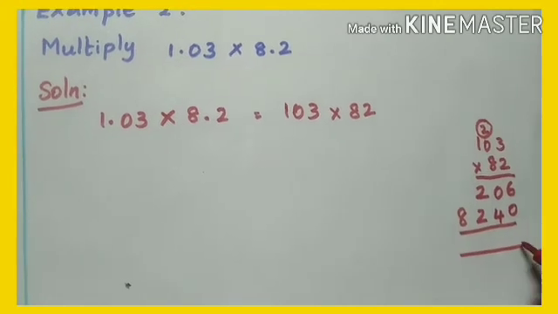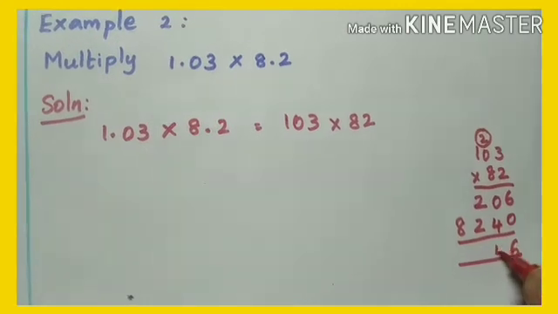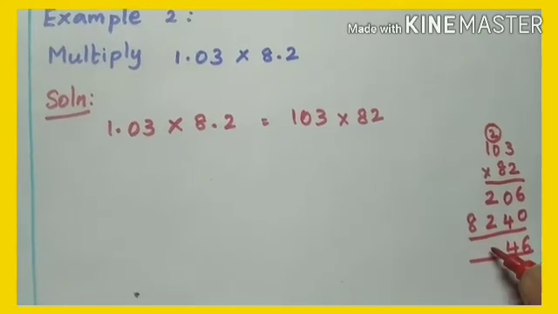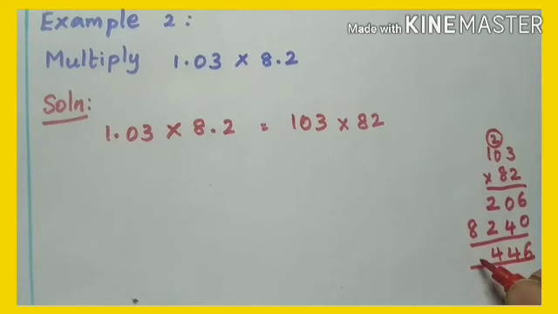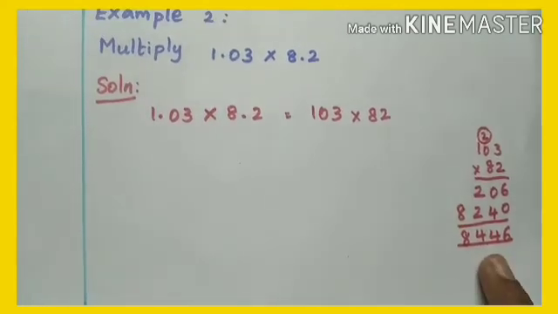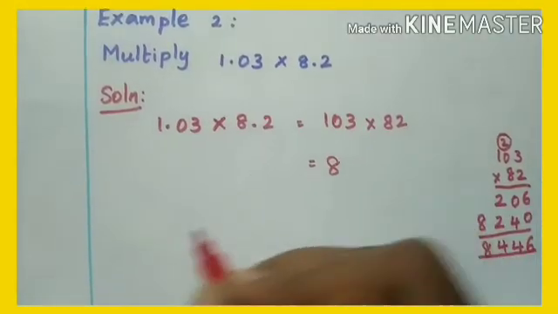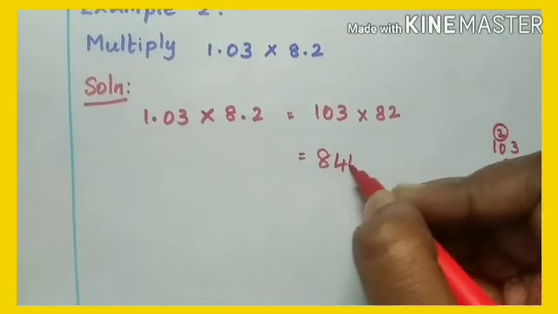Let's add these numbers. Add 6 and 0, we get 6. Then add 0 and 4, we get 4. Then add 2 and 2, we get 4. Next write 8. Now we get the product as 8446.